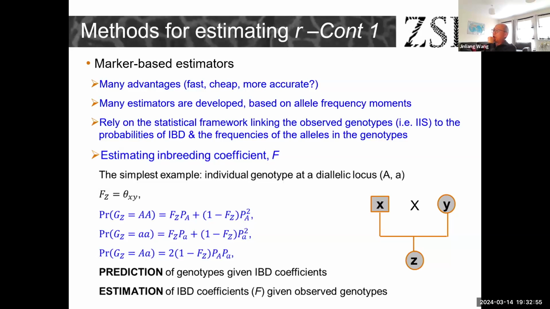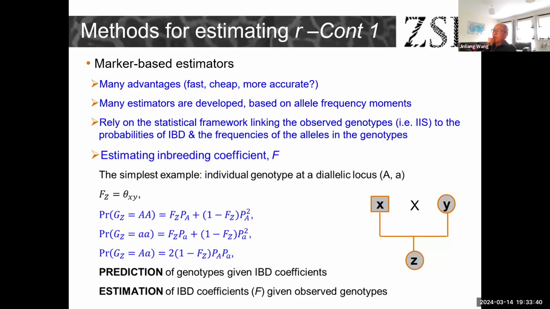For this individual, Z, we have its parents, X and Y. Obviously, the inbreeding coefficient of Z is equivalent to the coancestry between its parents, X and Y. If we know the allele frequencies of these big A and small a alleles, and also we know the inbreeding coefficient, Fz, we can write down the probability of each of the three possible genotypes, big A homozygote, small a homozygote, and the heterozygote, shown in these three equations.